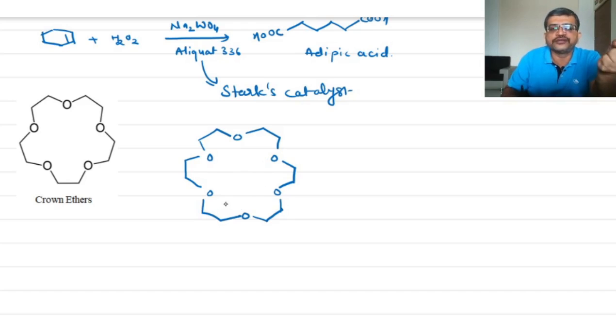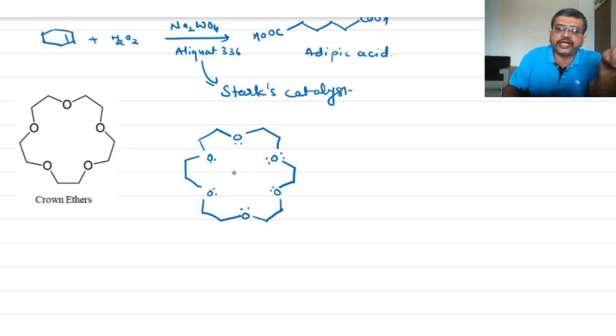Now the important part of these crown ethers is that they have oxygens projecting inward, that is, projecting inside, and we know that these oxygens have 2 lone pairs of electrons. There are 2 lone pairs of electrons on each of these oxygens. So this gives us a concentrated electron cloud inside the crown ether. There is a concentration of negative charge inside this cyclic ring, and this facilitates the capture of a cation.